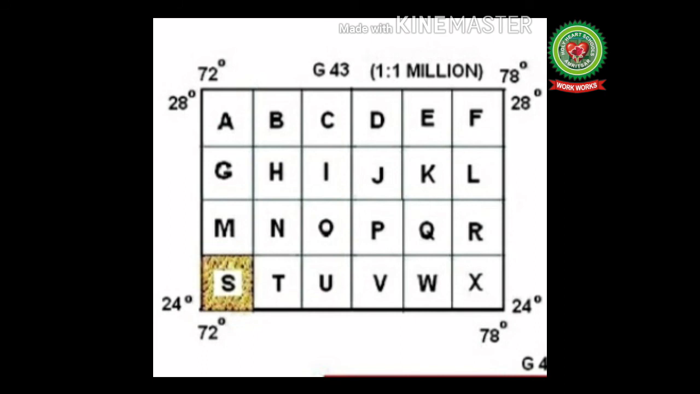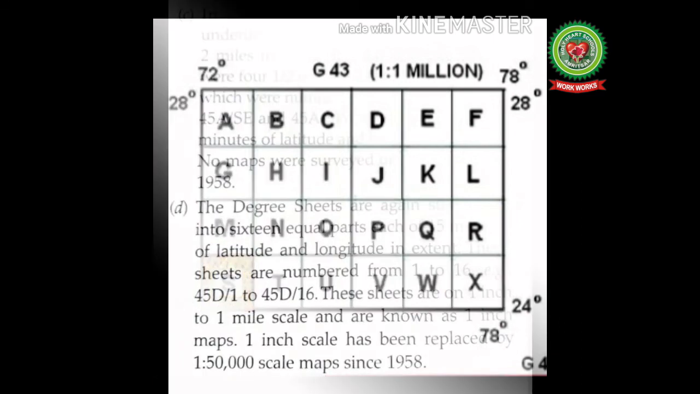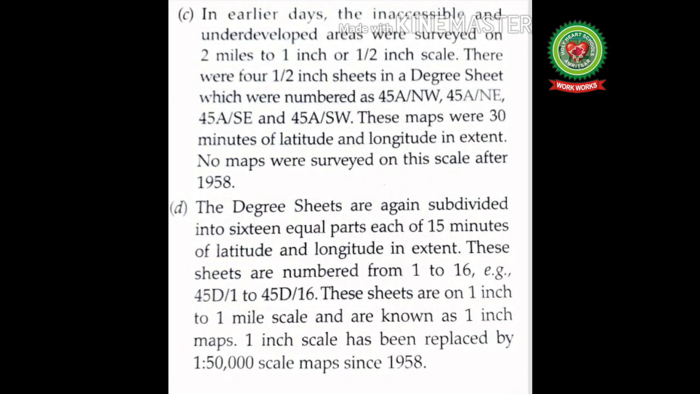In earlier days, the inaccessible and underdeveloped areas were surveyed on a 2 miles to 1 inch, or 1 by 2 inch, scale. There were 4 one-by-two-inch sheets in a degree sheet, which were numbered as 45A Northwest, 45A Northeast, 45A Southeast and 45A Southwest. These maps were 30 minutes of latitude and longitude in extent. No maps were surveyed on this scale after 1958.